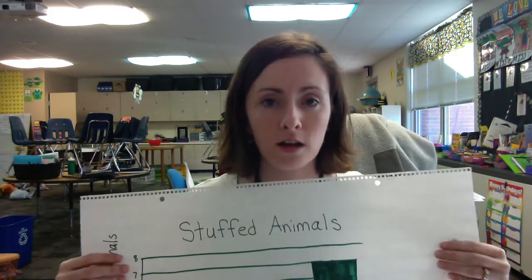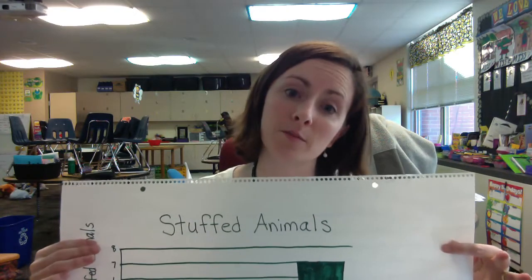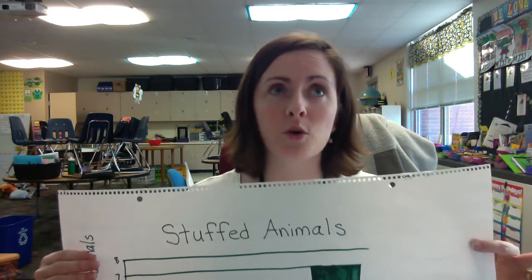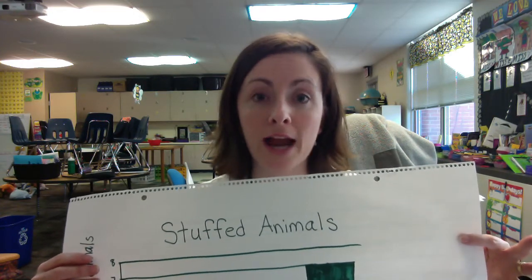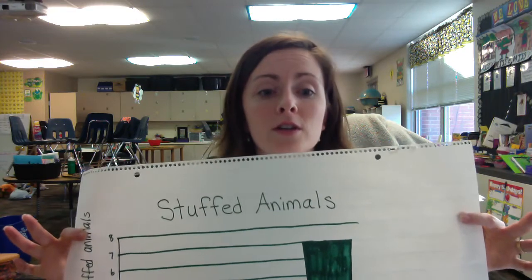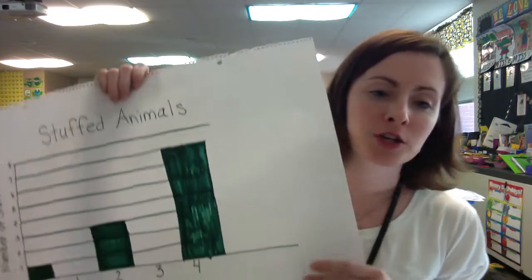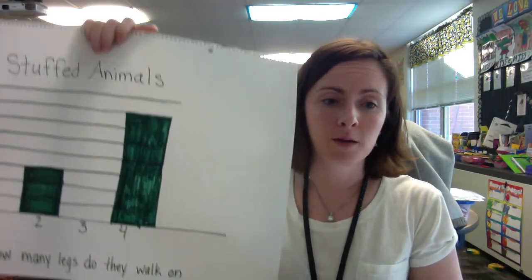My graph has a title of stuffed animals. Your graph should also have a title of stuffed animals if you chose that. Otherwise, if you chose a toy, you could put whatever toys you're doing. Maybe it's your Barbies or maybe it's your action figures, but your title should tell us what it is that you sorted out.